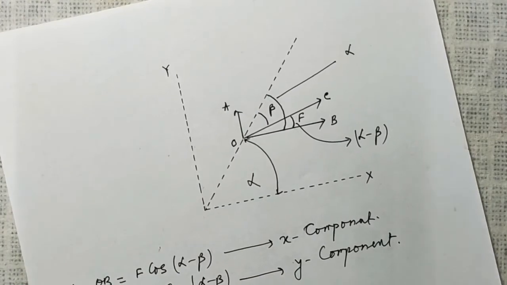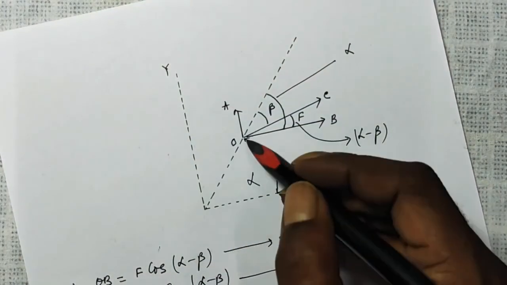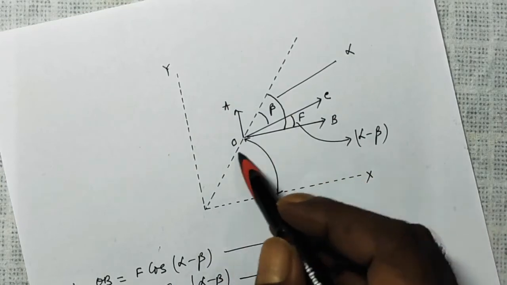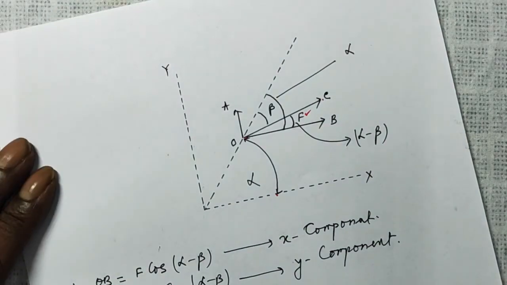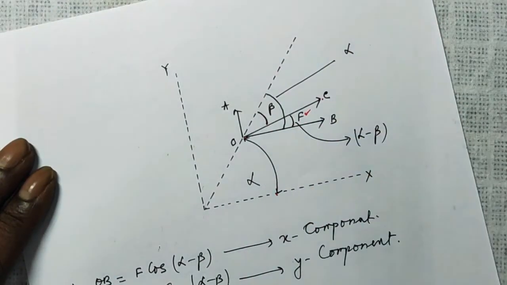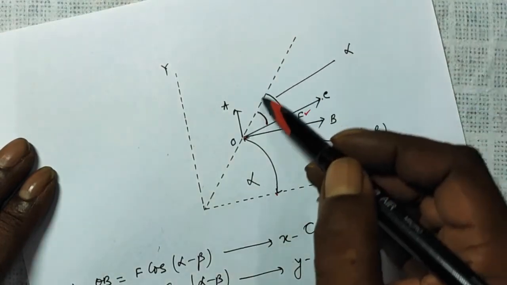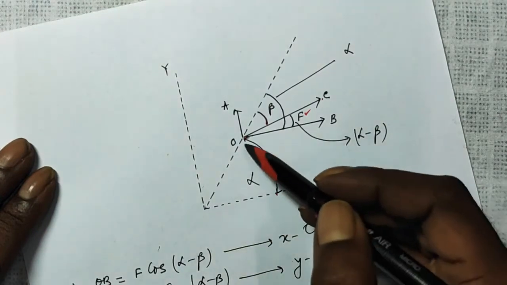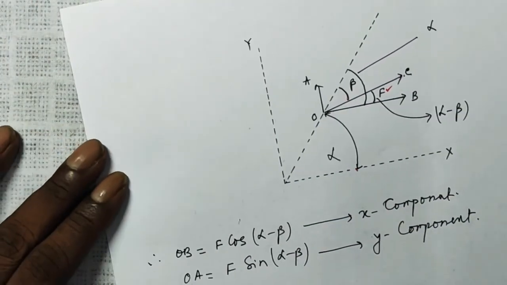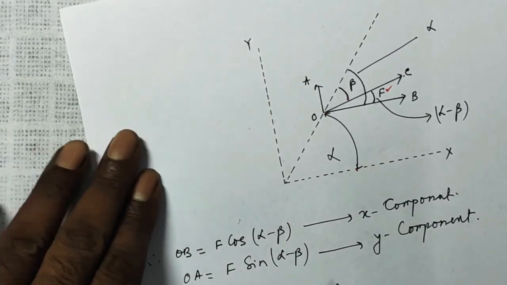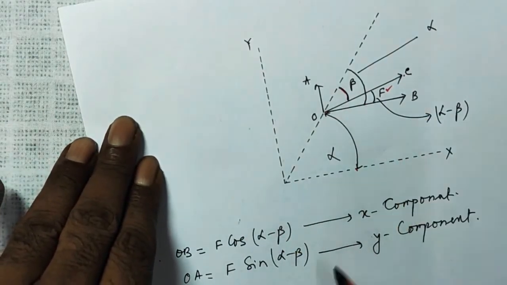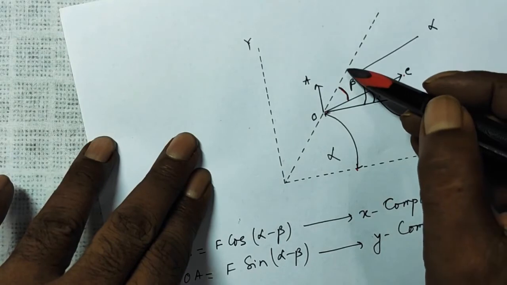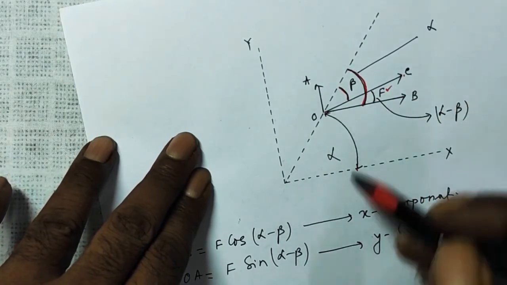Now look here. This is your x-axis, this is your y-axis. This angle was alpha as given in the question. This is your force. From O to C is your force F. And this angle was given as beta in the question. Now look at this line. Look at this line and this x-axis. So means let me explain like this. This angle is alpha, this angle is beta. So this angle will be also alpha.